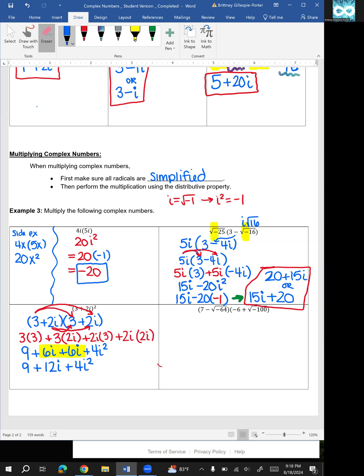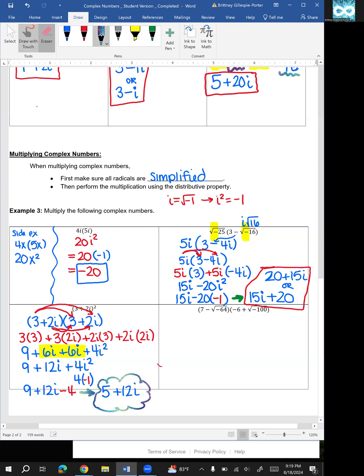And again, remember that i squared is not the same as i. Because we have an i squared, we're going to replace that i squared with a -1, which means we're actually looking at 9 plus 12i minus 4, because positive 4 times -1 gets us a -4 or minus 4. And then combining our like terms, 9 minus 4 gets us 5, and then our plus 12i. And remember, we cannot combine the 5 and the 12i because we have a real part and an imaginary part.